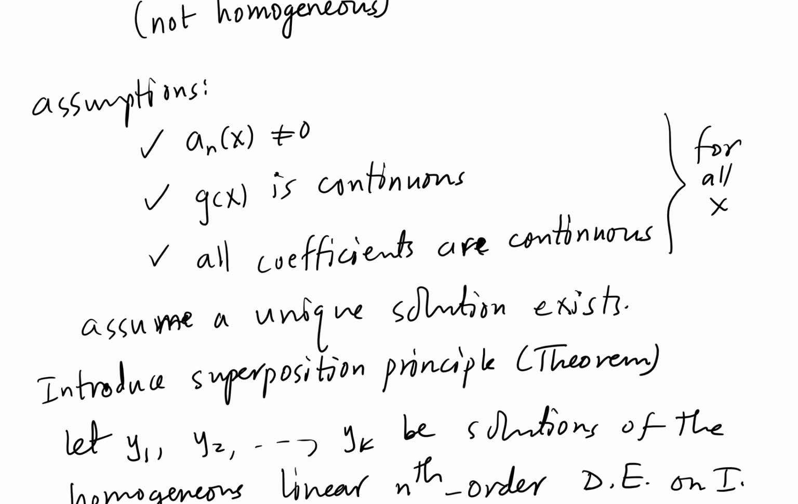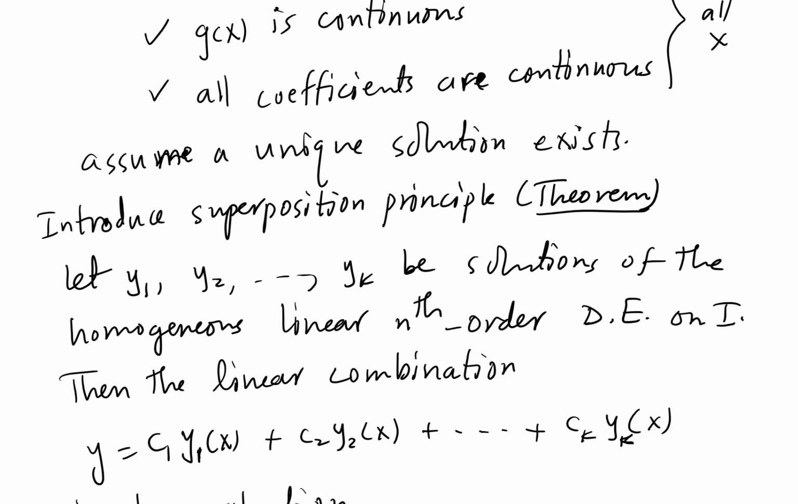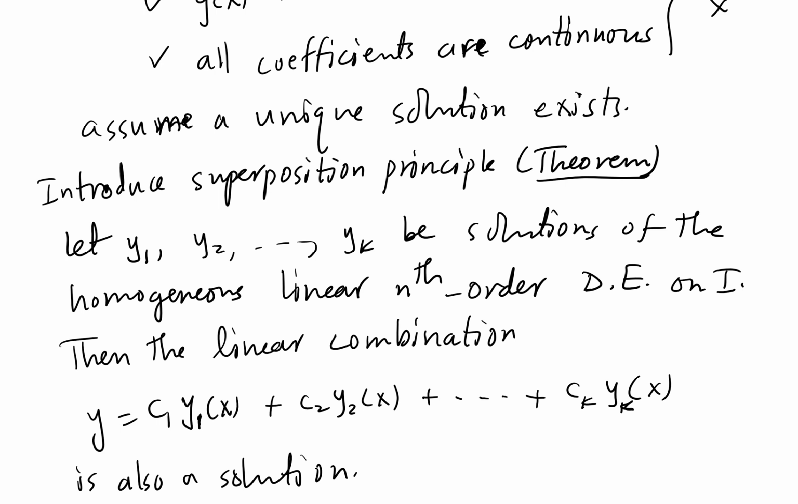So what we do, we introduce a theorem here. This theorem is called the Superposition Principle, which says if y1, y2 all the way to yk are solutions of the homogeneous linear nth order differential equation on an interval I, the first equation I wrote above, then the linear combination of all these solutions, c1y1(x) plus c2y2(x) all the way to ckyk(x), is also going to be a solution by this theorem. All these ci's are constants. So it's a good theorem to know.